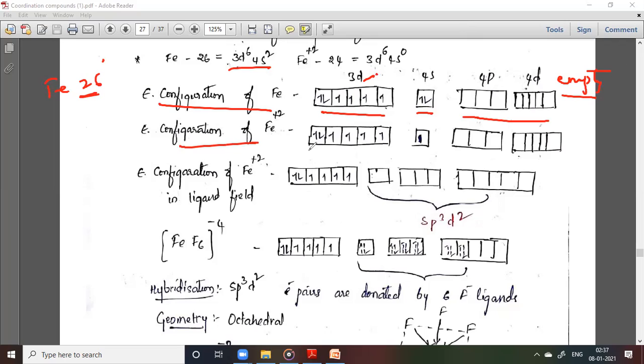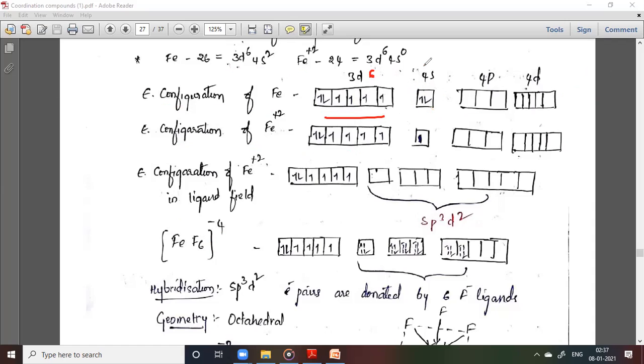So first Fe2+. Here 3d6. The iron is in the plus 2 oxidation state, which means we have to remove 2 electrons. Why? Because here the oxidation state, 6 minus 4, gives plus 2. So we are removing these 2 electrons. After removing 2 electrons from 3d6 4s2, these 2 electrons are removed, and only the 6 electrons remain like this.